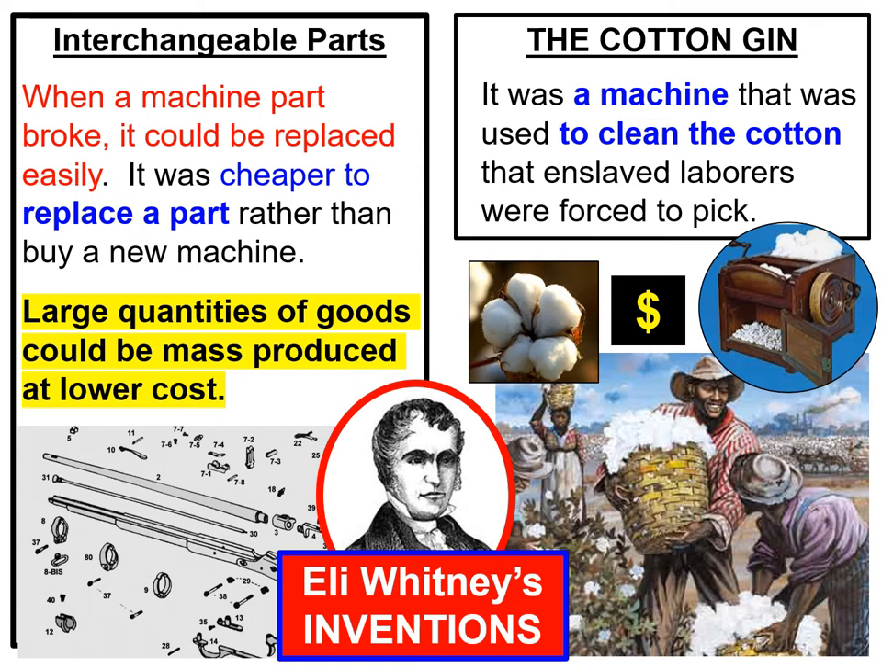Well, think about if each part of the weapon had a number, an identification. If one part broke, all you have to do is remove that part and replace it with the new part. Because remember, mass production is producing the same item over and over again.